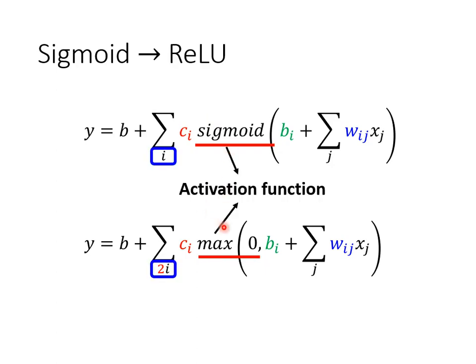Okay, this sigmoid or ReLU, they are called activation functions. In machine learning, they have their names. They are collectively called the activation function. Of course, there are other common ones. There are other activation functions. But sigmoid and ReLU should be the most common activation function today.